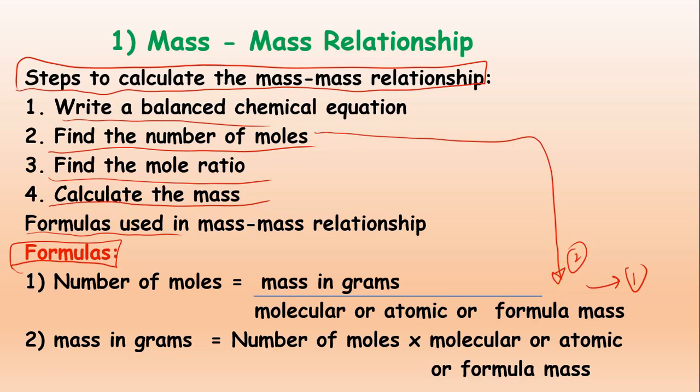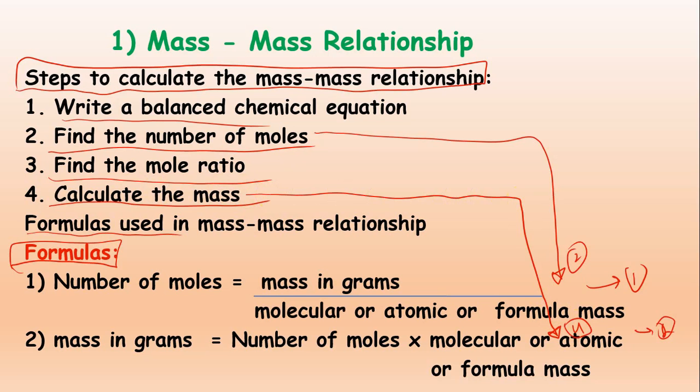In step 2 we will use the second formula, formula number 2: mass in grams is equal to number of moles multiplied by molecular or atomic mass. We use this formula number 2 in step number 4, which is calculate the mass.